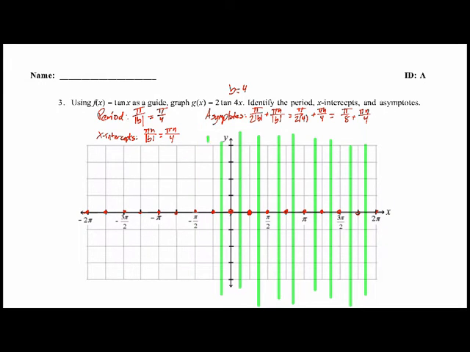Oops, rats. That was not a good one either.